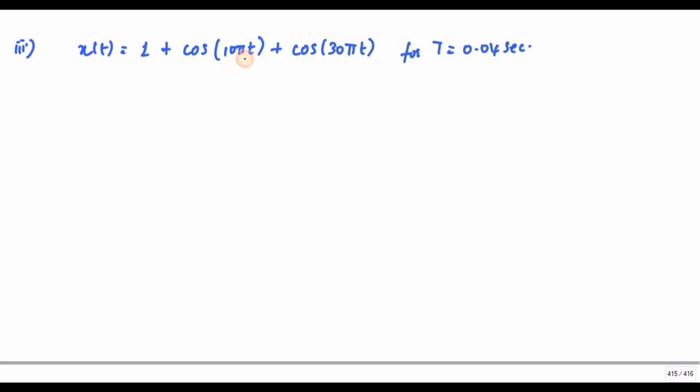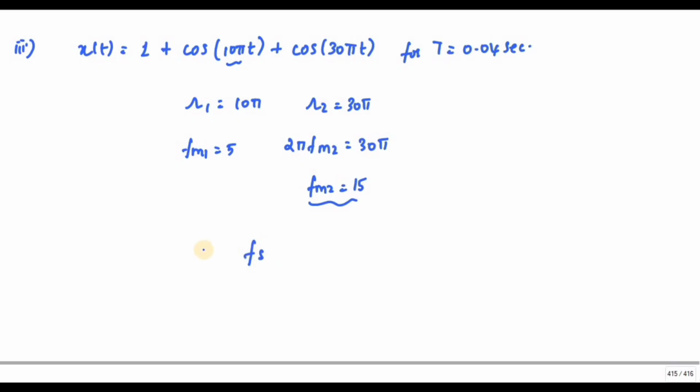So here if you see, this is omega 1, that is 10 pi, and omega 2 is 30 pi. So 2 pi of fm2 is 30 pi, so fm2 is 15. Here fm1 is nothing but 5. So this is my greater value. So my Nyquist sampling rate is twice fm2, the maximum frequency, that is 30 hertz.